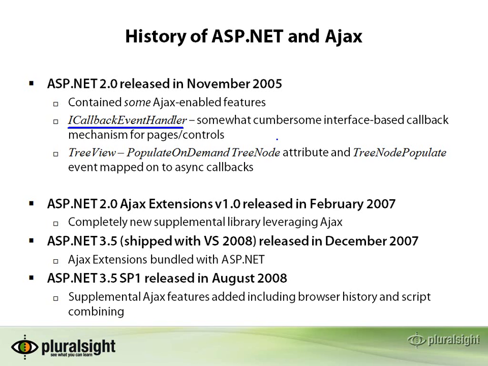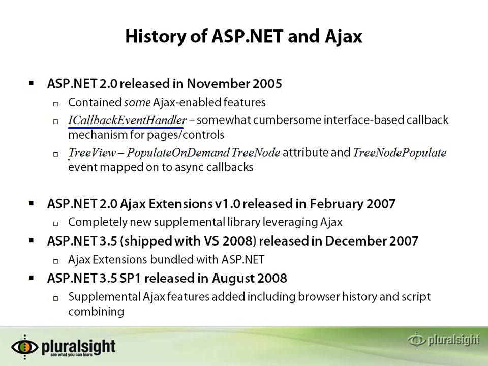However, it's not really worth going into the details of it, to be honest with you, just because ASP.NET Ajax extensions now give you a much more intuitive way of working with these technologies. And the callback event handler was really not much easier to use than straight Ajax, in my opinion. It just added some additional layers that you had to work through to get to the underlying Ajax calls. The one place where it actually was used effectively, in my opinion, was the tree view.